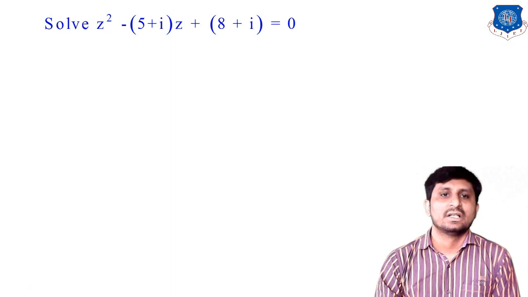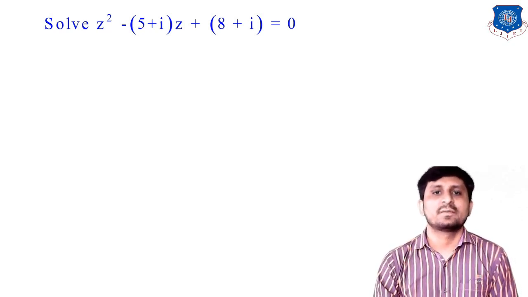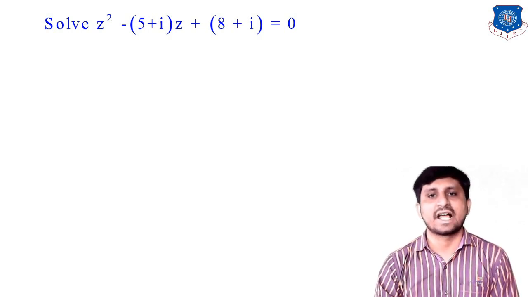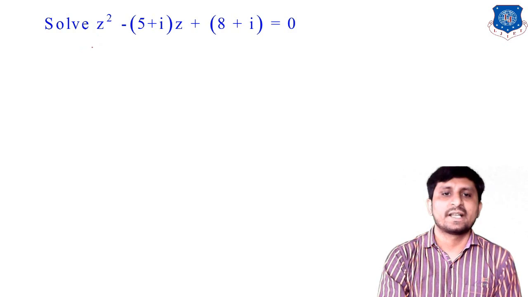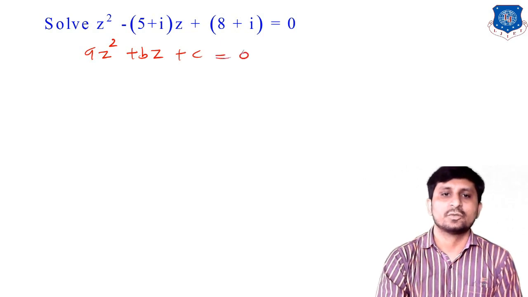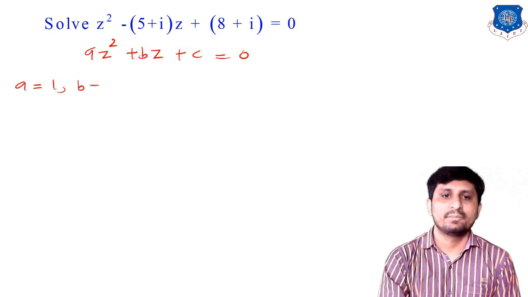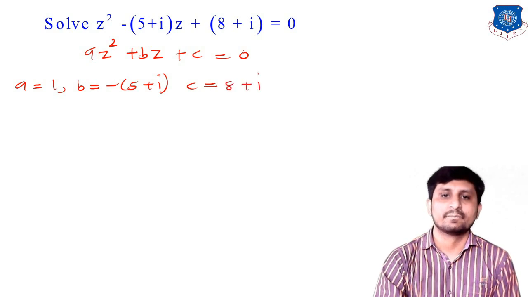I want to solve this quadratic equation in terms of z. So z square minus (5 plus i) into z plus 8 plus i is equal to 0. Compare this equation with az square plus bz plus c equal to 0. So what is the value of a? The value of a is 1. The value of b is minus (5 plus i). The value of c is 8 plus i.